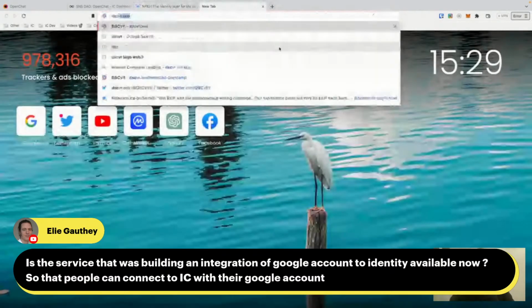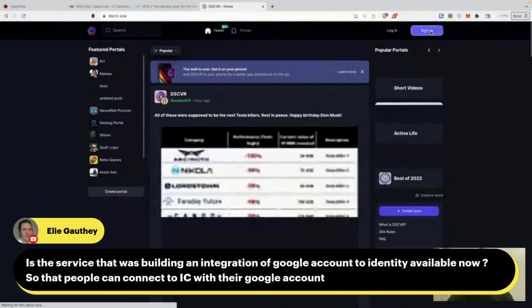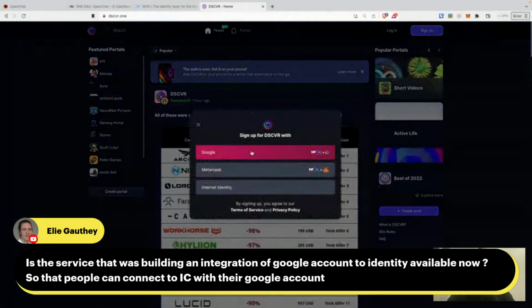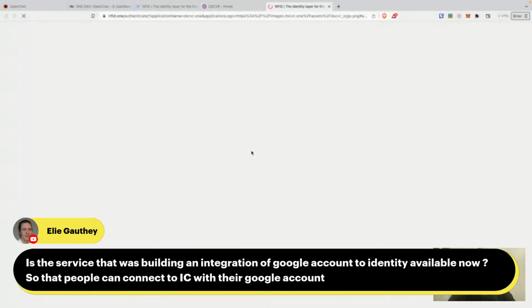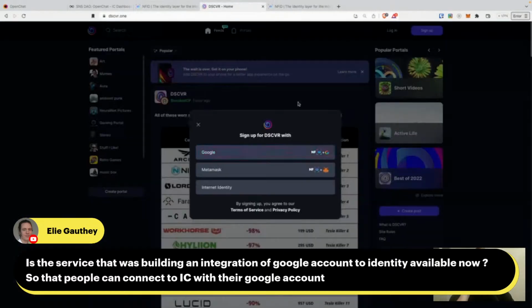Yeah, so it's this one. I've actually never used it. I'm always logging in with my Internet Identity. But it's this one, and yes, it's available. I don't know if you're referring to this or something else, but let me know if it's not this. It's available on Discover, yes, so it's out there.